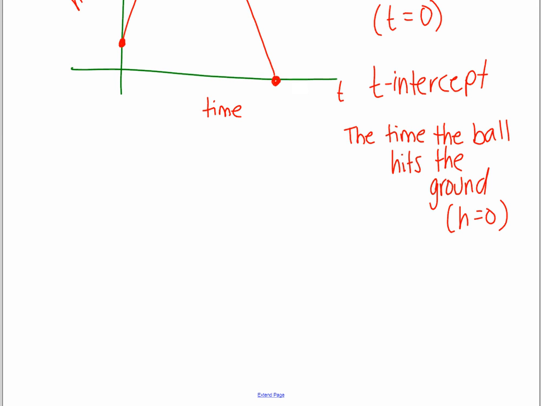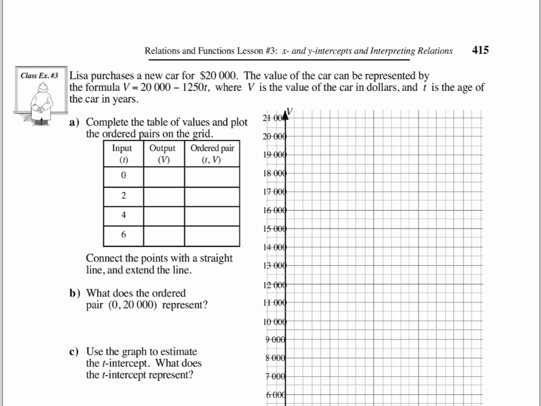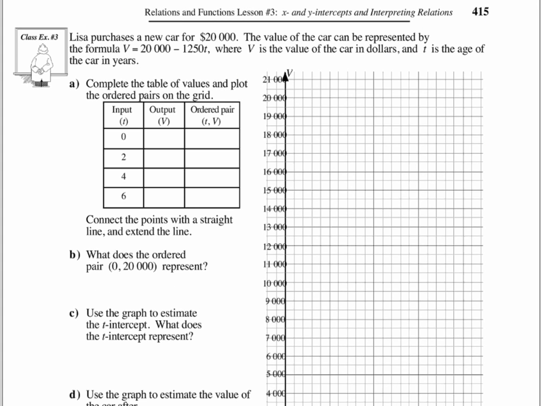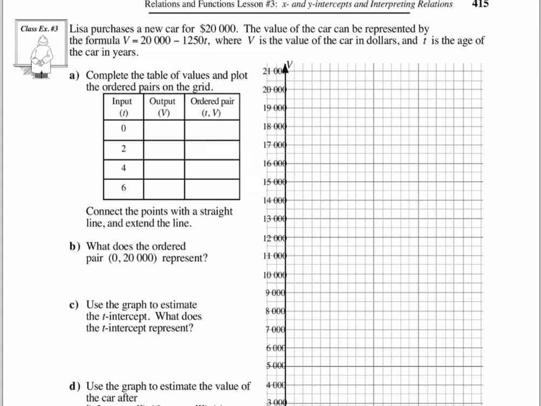So that's what we have to be able to do as well in this unit, is interpret graphs and what they mean. Okay? So looking at this problem, we are dealing with what two things? A lot of things. So let's read this twice. Lisa purchases a new car for $20,000. The value of the car can be represented by the formula V equals 20,000 minus 1250t, where V is the value of the car in dollars and t is the age of the car in years. Okay, let's go through that again.